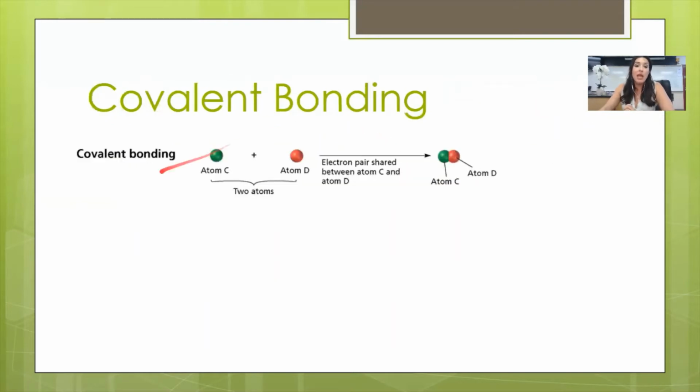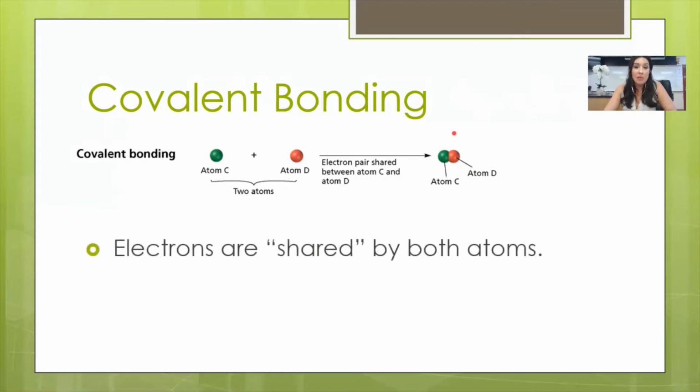Here's an example. Atom C, this little green atom, and atom D, two different atoms, are able to share pairs of electrons and come together, but notice there's no net charge. Unlike the ionic example, we don't have positively or negatively charged particles at the end of this. We just have one compound that is overall neutral. Electrons are shared by both atoms.